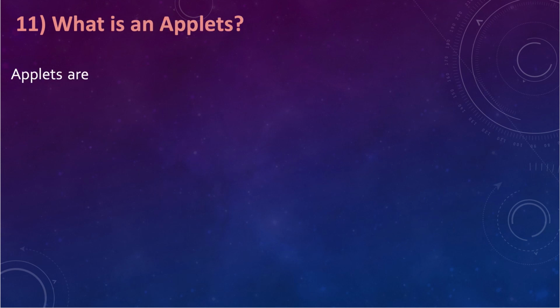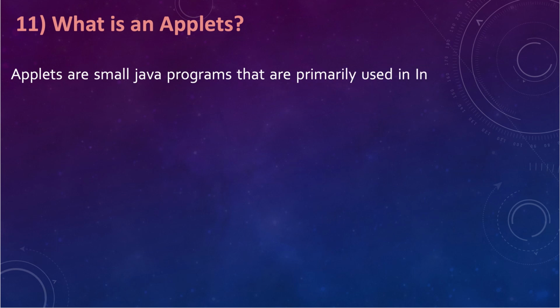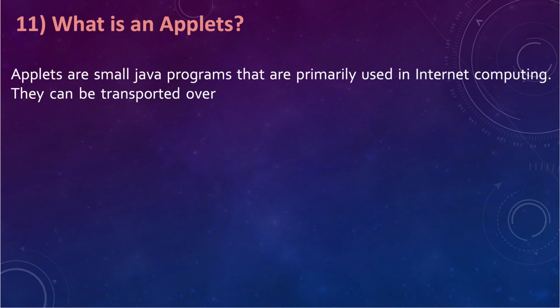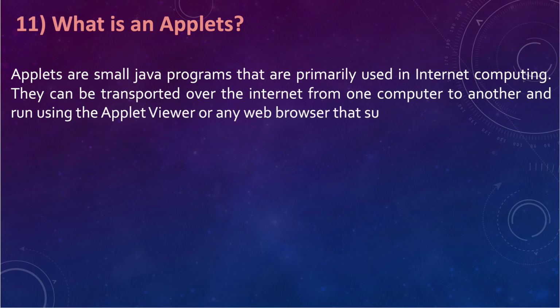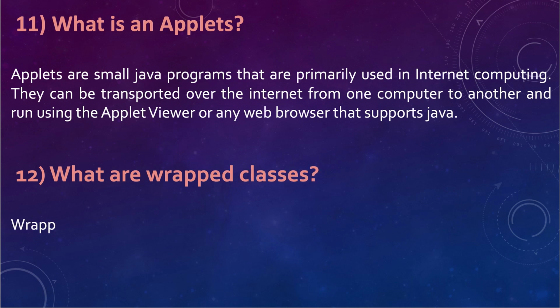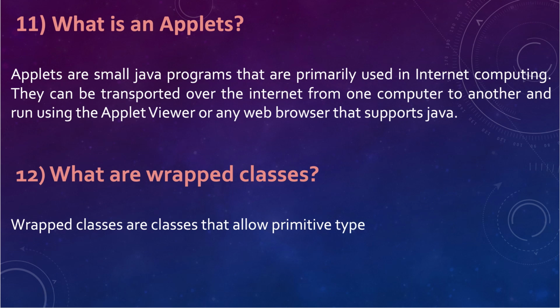What is an applet? Applets are small Java programs that are primarily used in internet computing. They can be transported over the internet from one computer to another and run using the applet viewer or any web browser that supports Java. What are wrapper classes? Wrapper classes are classes that allow primitive types to be accessed as objects.